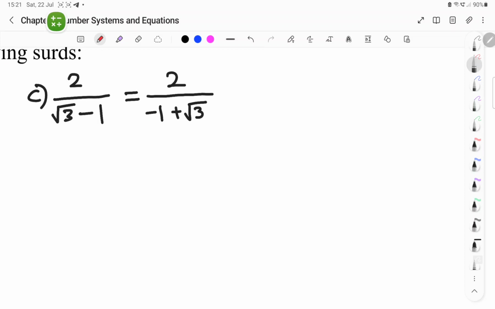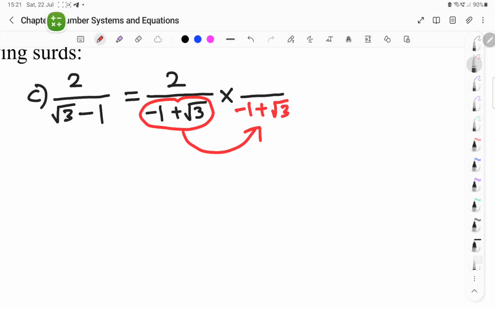And then we can multiply by the conjugate. Multiply by its conjugate. Now, what is the conjugate for the denominator? Minus 1 plus square root of 3. Easy. Just copy paste negative 1 plus square root of 3, and then turn the positive in front of square root of 3 into negative. Do not turn the negative, do not multiply negative for both terms.